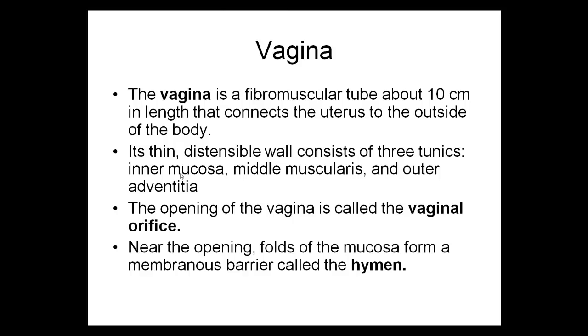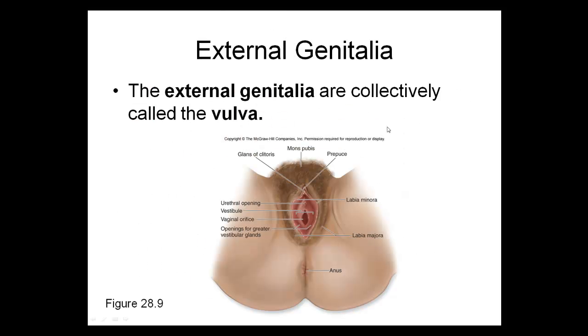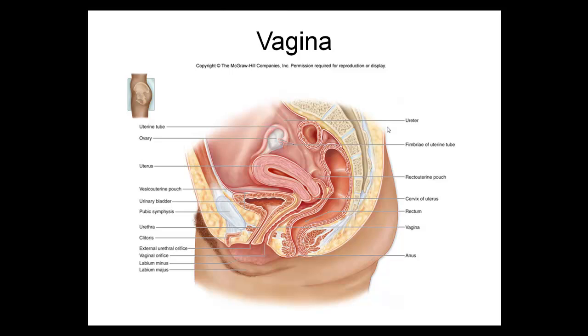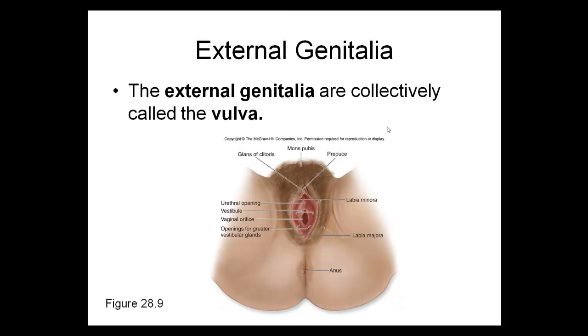The opening of the vagina is called the vaginal orifice. Near the opening, there are folds of the mucosa that form a semi-barrier. It's not a complete barrier. It's a half-circle or semilunar barrier, and that will be called the hymen, which is broken after the first sexual intercourse. Then we are moving into the external genitalia to describe the external genitalia of the female.